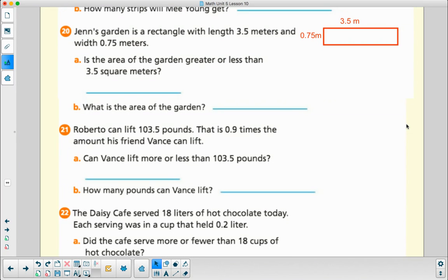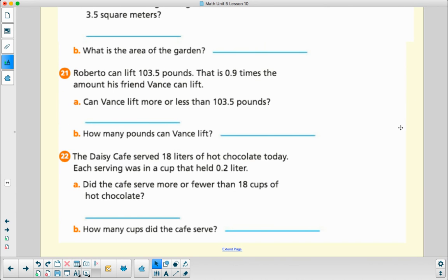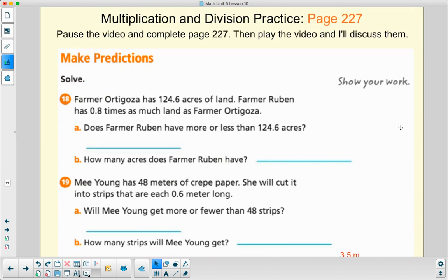Here's 20 and 21, and I drew a diagram already for you because I always draw a diagram when they're talking about rectangles and area. And there's 22. Okay, so by now you should have finished these.